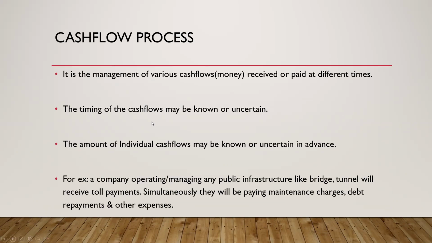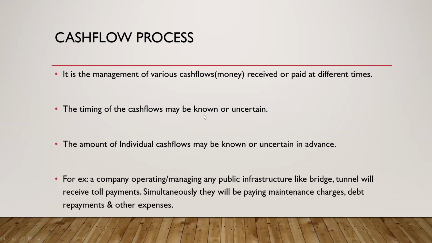So what exactly is the cash flow process? It is a management of various cash flows or money received or paid at different times. The timing of the cash flows may be known or uncertain. The amount of individual cash flows may be known or uncertain in advance as well. For example, a company operating or managing any public infrastructure like bridge, tunnel will receive toll payments. Simultaneously, they will be paying maintenance charges like debt repayments and other expenses.